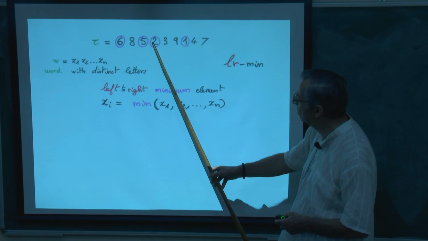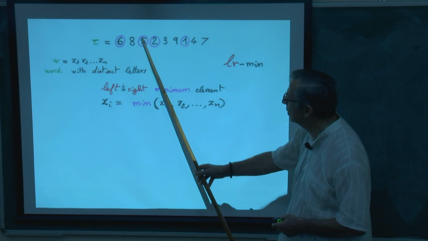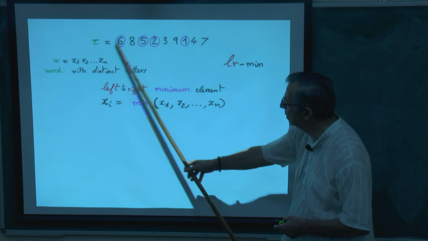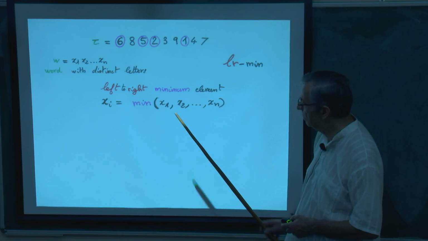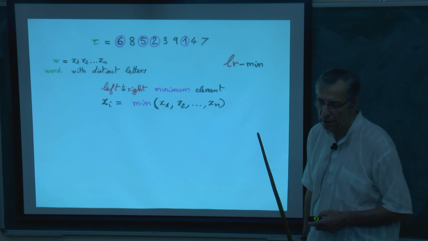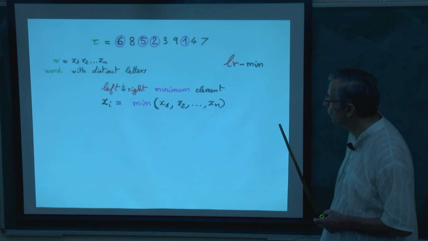So all the values on the left of this element in the purple circle are bigger than the element. This is the definition of a left to right minimum element. Sometimes it's also called an outstanding element of the permutation.